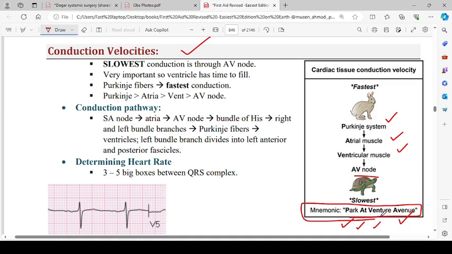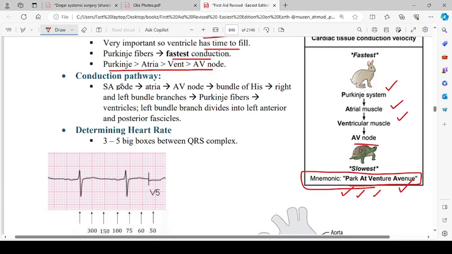I think the ventricular body is so thick that it is difficult for the impulses to pass quickly, or something along those lines. And then Avenue is the AV node, which is the slowest conductor. So the slowest conduction is through the AV node, very important, so the ventricle has time to fill. Purkinje fibers have the fastest conduction, so it is Purkinje, atria, ventricle, and AV node. Conduction pathway: SA node goes to atria, then AV node, bundle of His, right and left bundle branches, Purkinje fibers, then the ventricles.